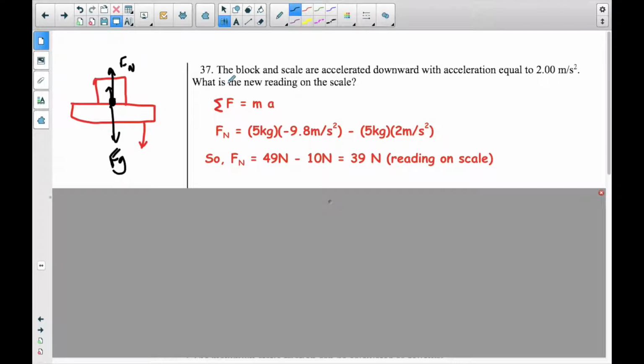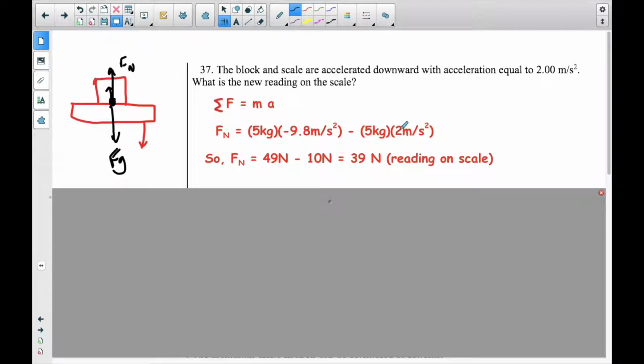So what's happening is you have the 49 from before, and this time we're going to subtract. Since it's going downward, we're going to subtract that quantity from it. And so now we're down to 39 newtons when you're going downwards.